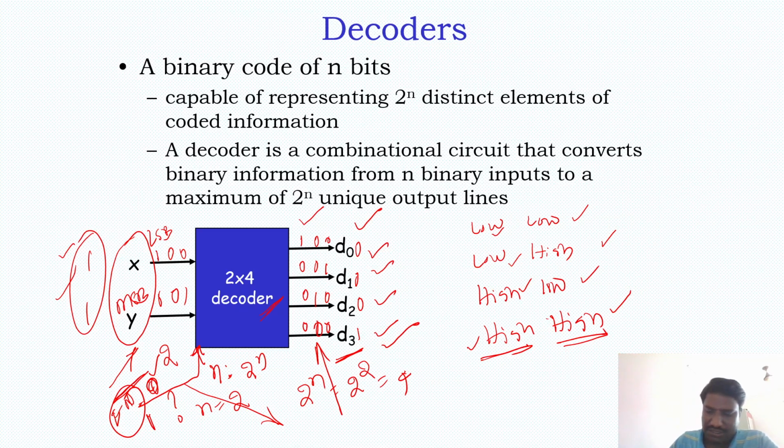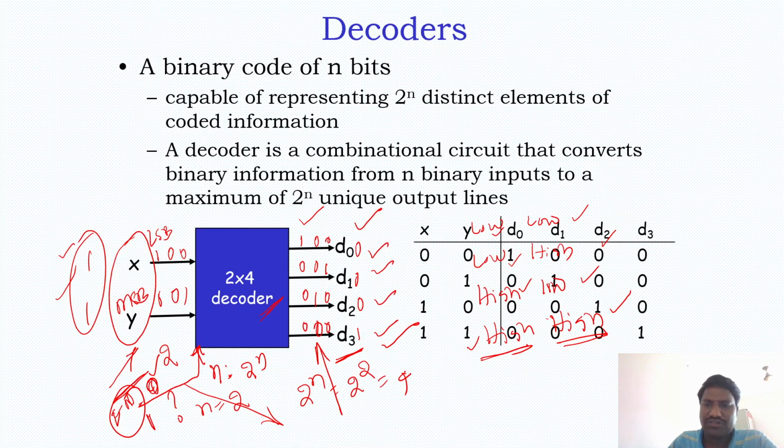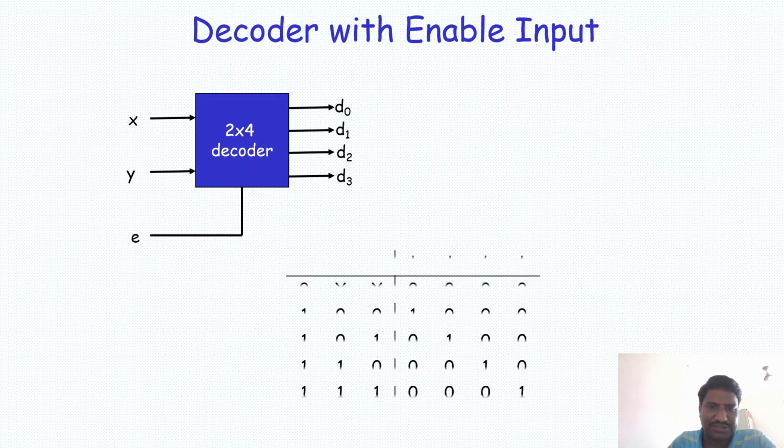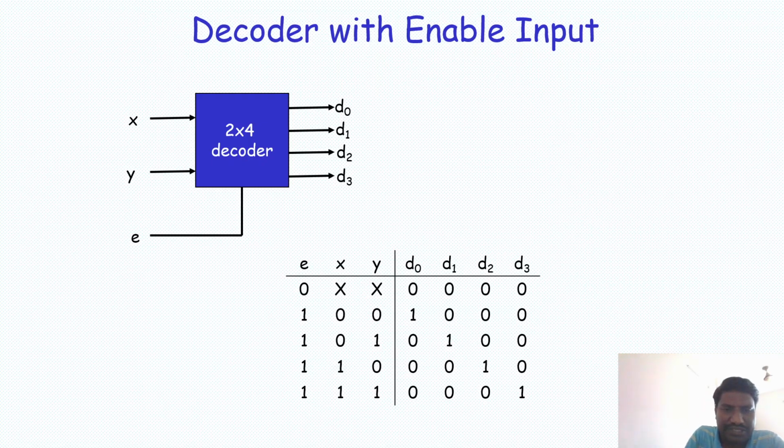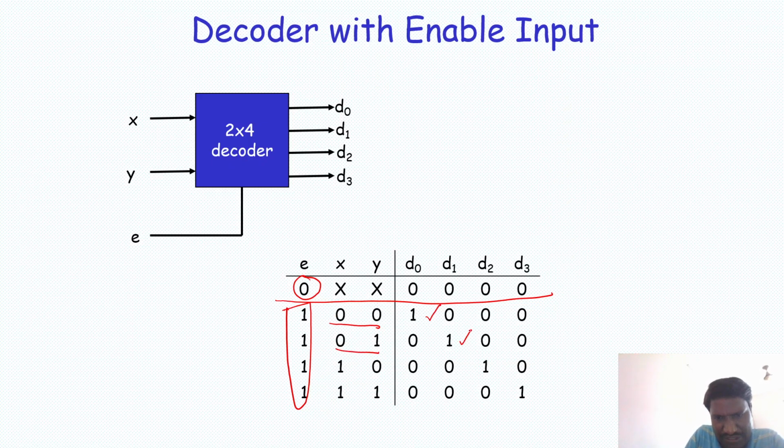With this, of course, the same table we have discussed applies, now with the enable input. So with the enable input, what is the difference? When enable is 0, all outputs are zeros. When enable is 1, it functions. For 0, 0, D0 is 1. For 0, 1, the output is from D1. For 2, it is the D2 output. For 3, it is D3 being 1, rest all being 0. So what is the expression for D0?